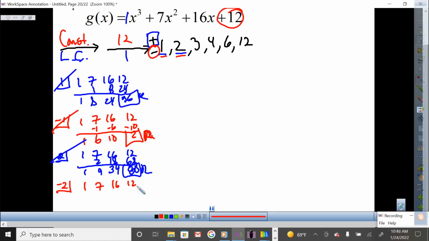1, 7, 16, 12. Negative 2 times 1 is negative 2, combined that's 5. Negative 2 times 5, that's negative 10, combined that's 6. Negative 2 times 6, that's negative 12. And guess what? Here's our 0. So, g of x. Who can give me the polynomials before we factor? Who's got it?